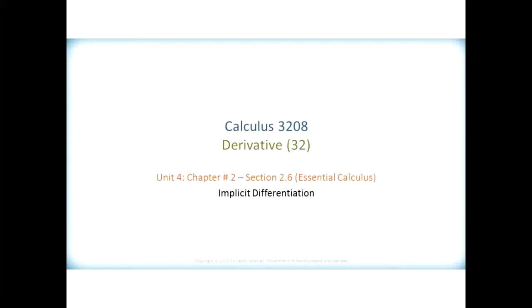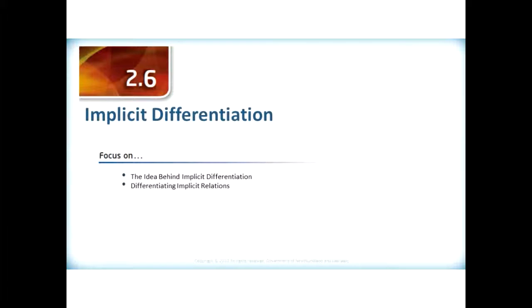So let's take a look now at a couple of the things we're going to look at. We're going to talk about the idea behind implicit differentiation. Maybe if we can get an understanding of how this stuff works or what it really means, then actually performing these implicit derivatives will be easier to do. Differentiating implicit relations comes after that, the actual algebraic methods that we have to tackle.